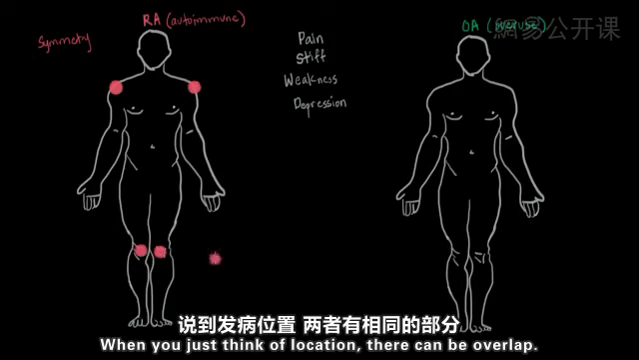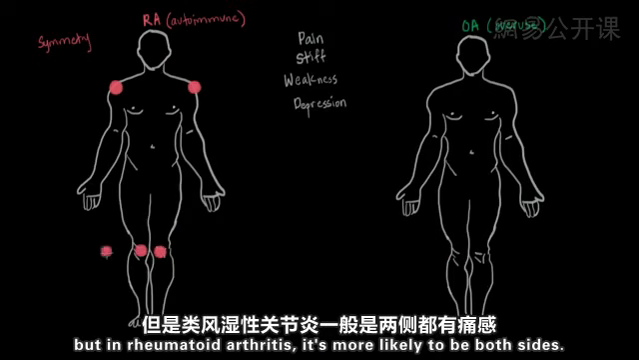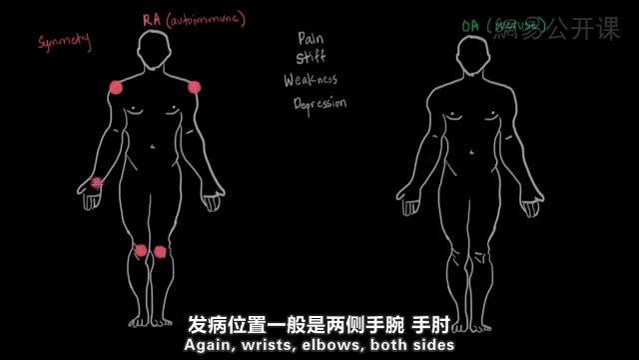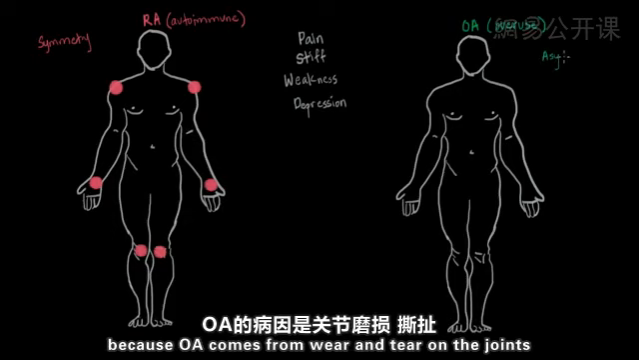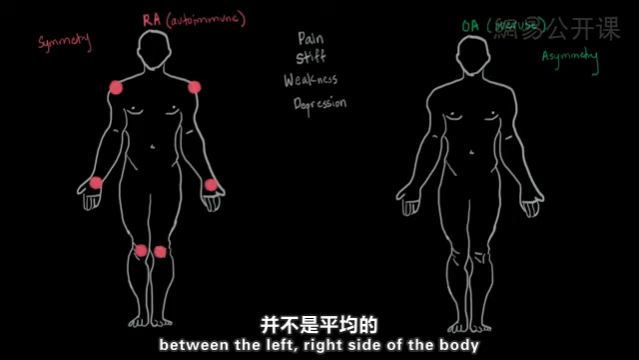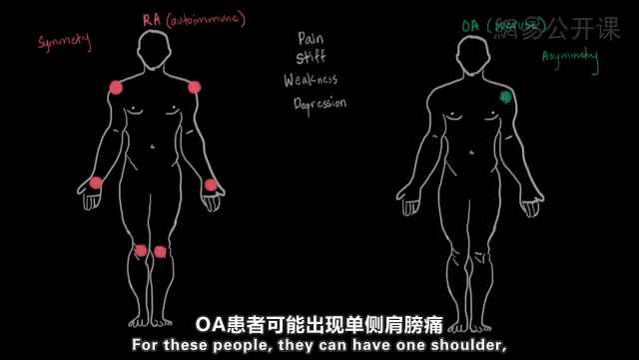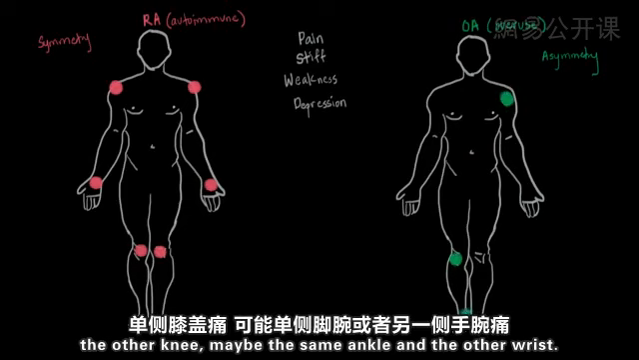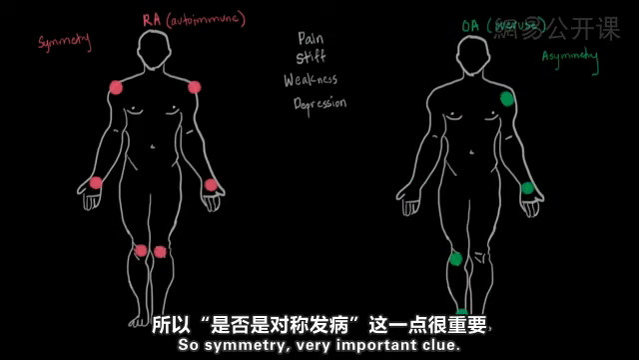So when you just think of location, there can be overlap. For example, both of these can lead to painful knees, but in rheumatoid arthritis, it's more likely to be both sides. Again, wrists, elbows, both sides. Whereas here on this side, we often have asymmetry, because OA comes from wear and tear on the joints, and sometimes the use is not even between the left and right side of the body, and also the cartilage that we start out with might not be the same. So these people can have one shoulder, the other knee, maybe the same ankle, and the other wrist. The pattern of it is going to look more like this. So symmetry, very important clue.